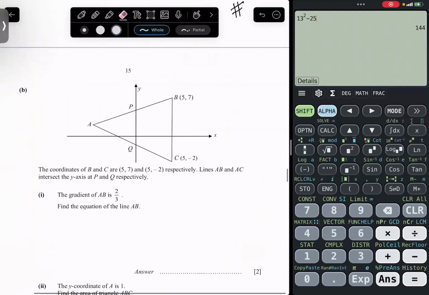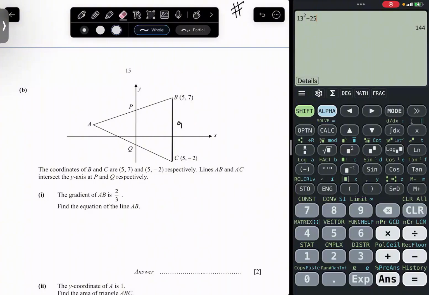The coordinates of B and C are (5, 7) and (5, negative 2) respectively. Over here we actually have a hint. This is a vertical line, and this is 9 units in total. Lines AB and AC intersect the y-axis at P and Q respectively. The gradient of AB is 2/3. Find the equation of the line AB.